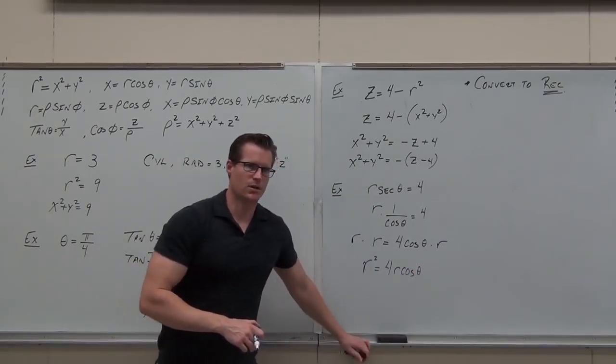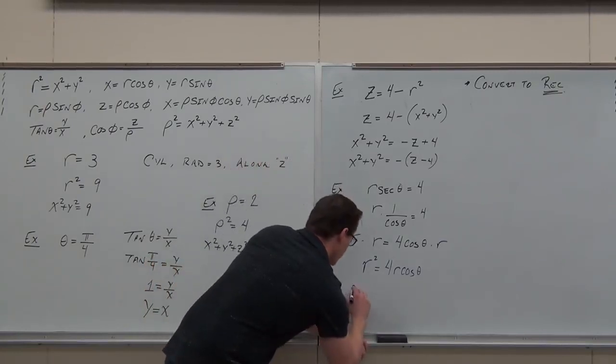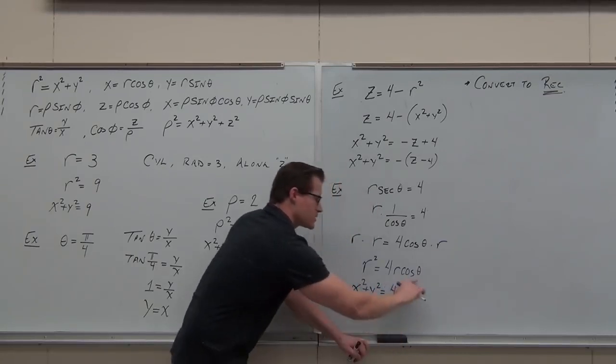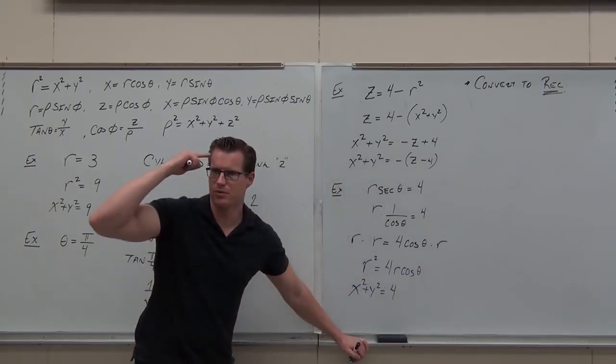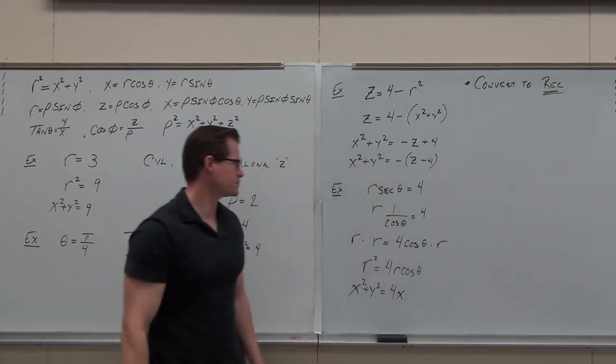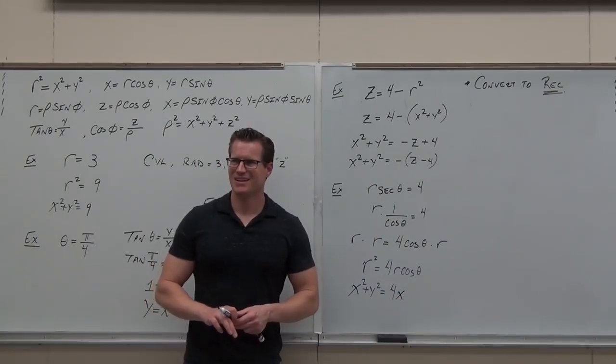Tell me right now, what is r squared in terms of x's and y's? What is that? x squared plus y squared. How much is r cosine theta? Hopefully it should be burning in your head. How much is r cosine theta? You guys okay with that one?